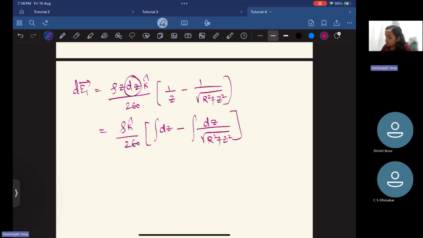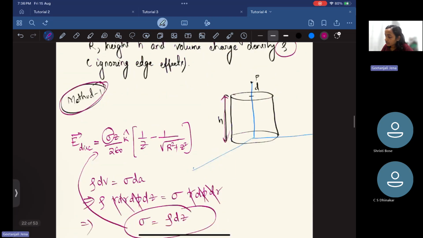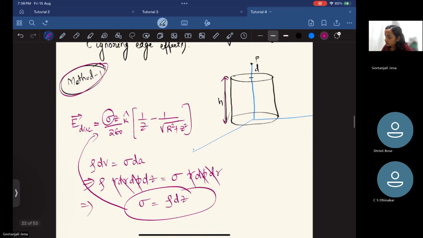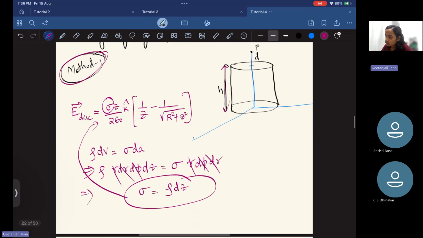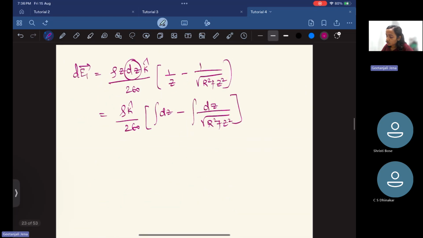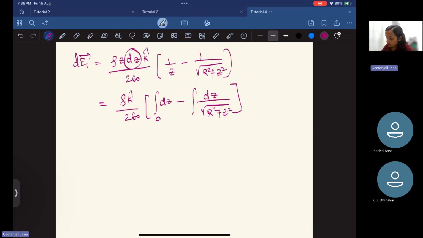Okay. So z will vary from... when h is 0, the distance between P and the disk will be d, right? And when h is non-zero, the distance between the disk and the point P is d plus h. So that is why the integration limit is from d to d plus h. Don't take 0 to h.